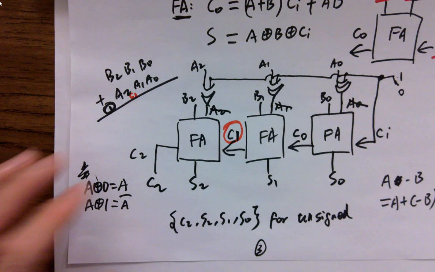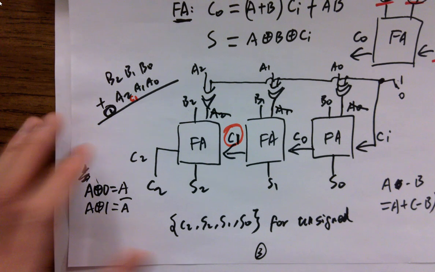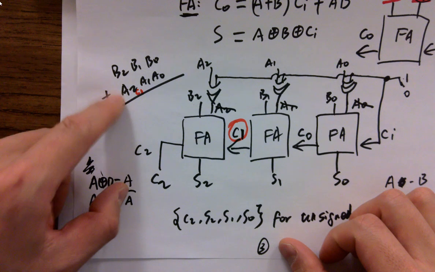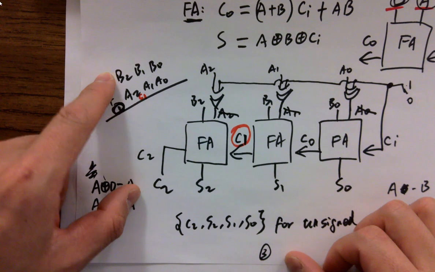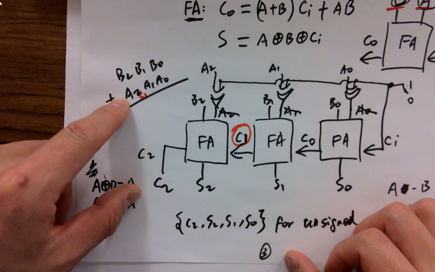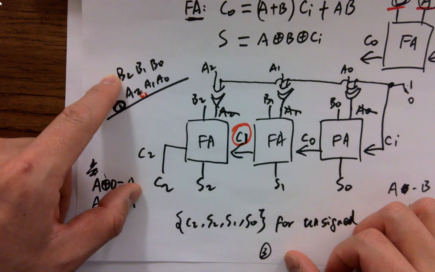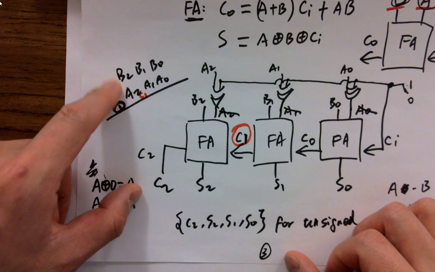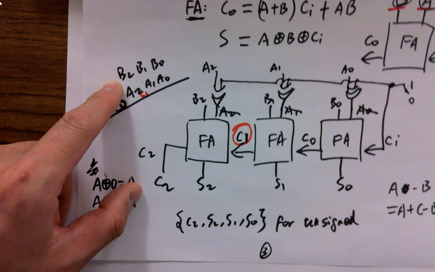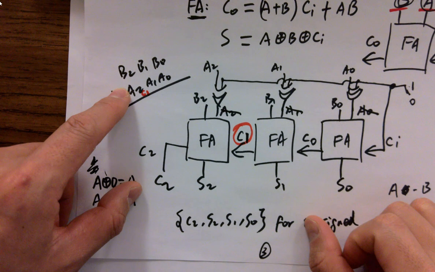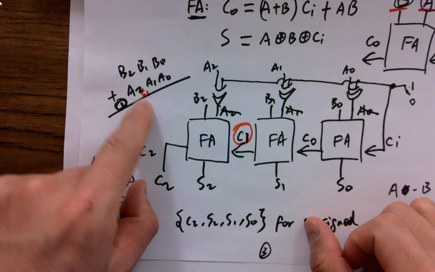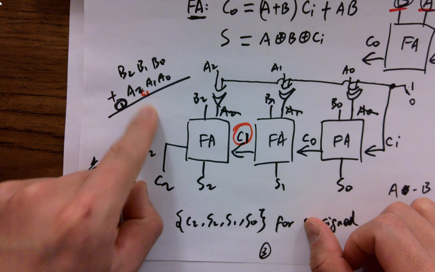Because if you want to determine if there's overflow or not, you have to look at MSBs. You are trying to determine is it PPN or NNP, so you are looking at B2 and A2s. Okay? And in order to know if there's overflow, you have to know what the final result here is.